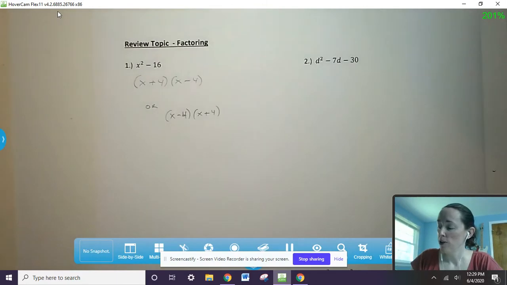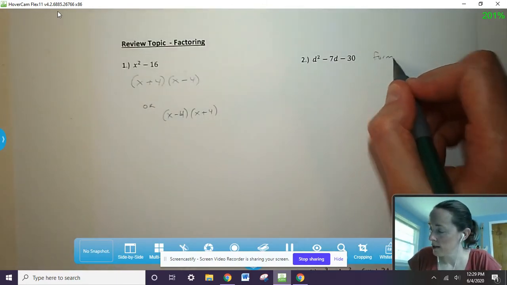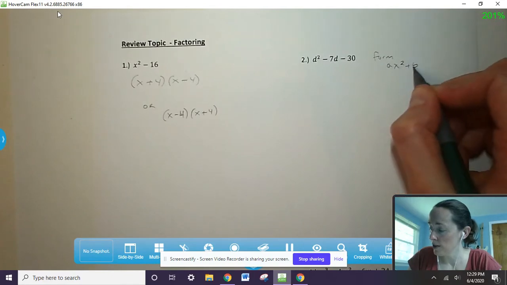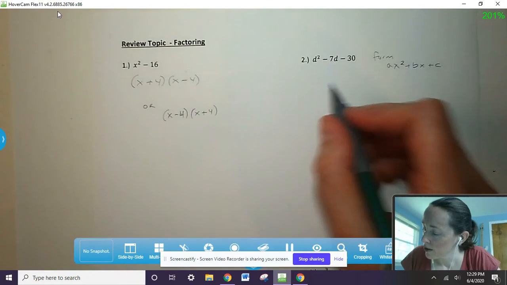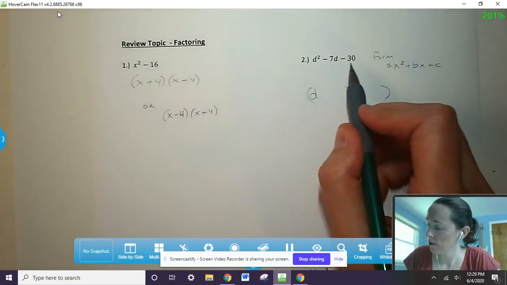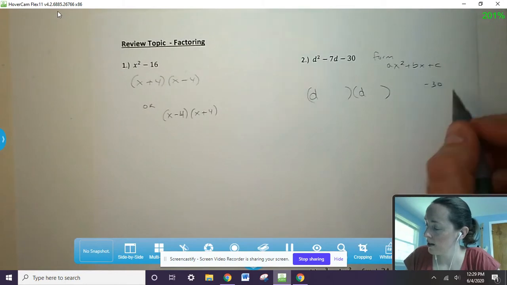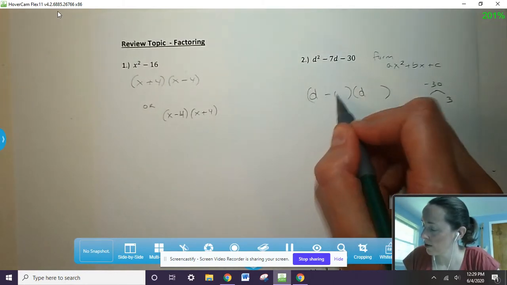Here's a trinomial, and this is in the form ax squared plus bx plus c, even though the variable is different. So be prepared for different variables next year. So in order to factor this, we start 2 sets of parentheses. We want to see what multiplies to negative 30 and adds to negative 7. That's going to be 10 and 3, where 10 is negative and 3 is positive.